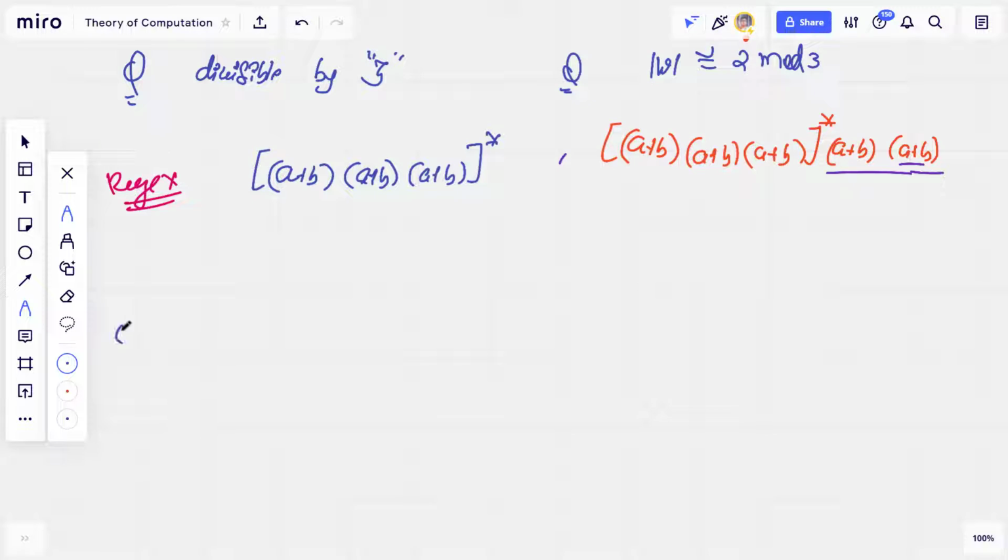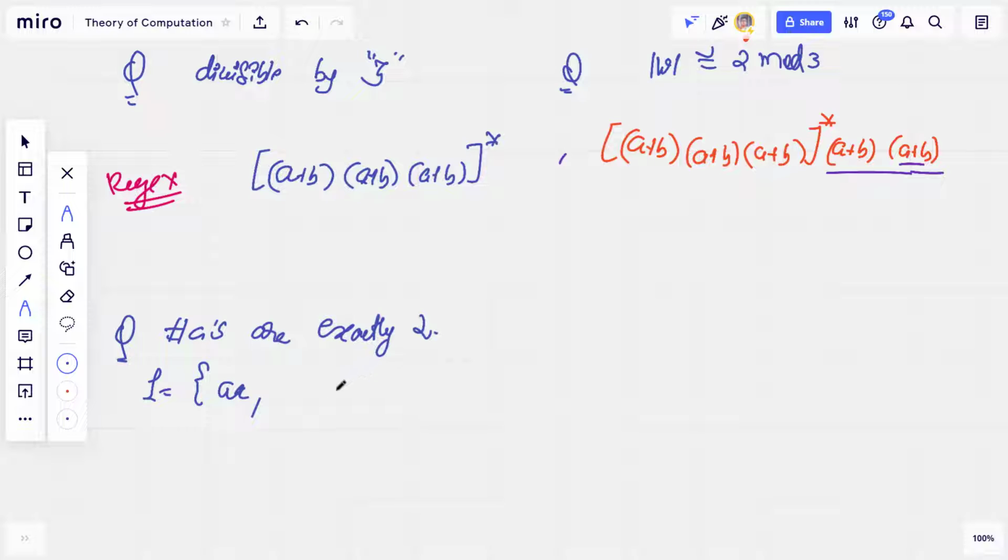Cool. Next question: the set of strings in which the number of A's is exactly 2. So let me write the language. This won't be as clear simply, so this is a different kind of model. There can be 2 A's.